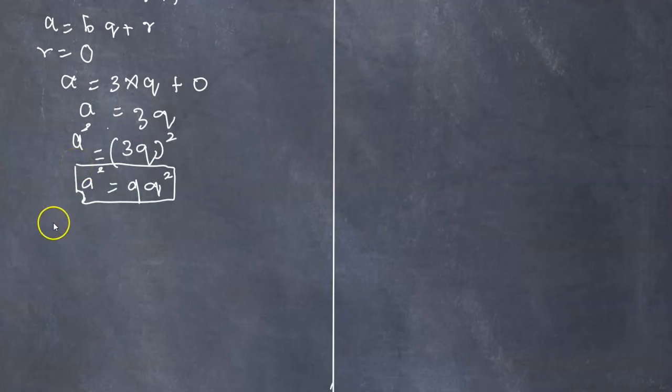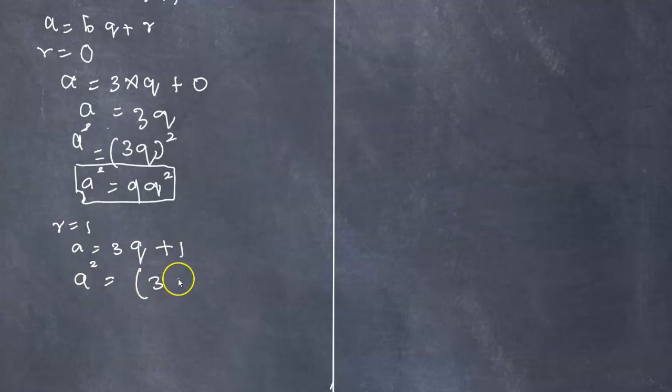Now, let's substitute r equals 1. So a equals 3q plus 1. So again we have to square this. a square equals 3q plus 1 the whole square.